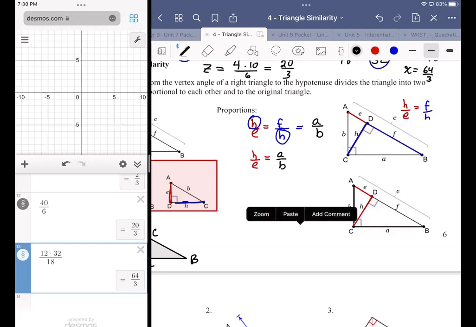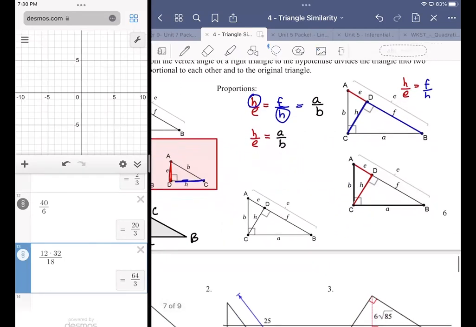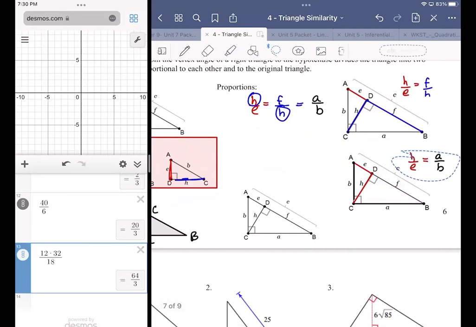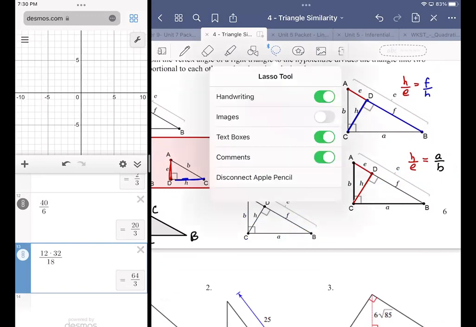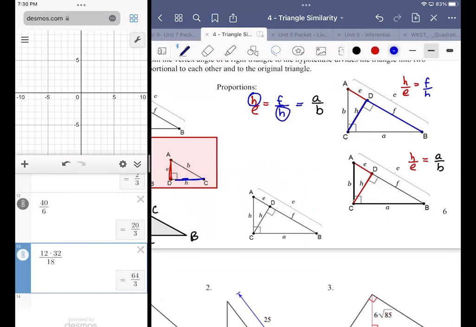We could also say, let me shrink this down. That would be a second ratio. We could also say that F over H is equal to A over B. So here's my A and my A and B. And here's my F and H.